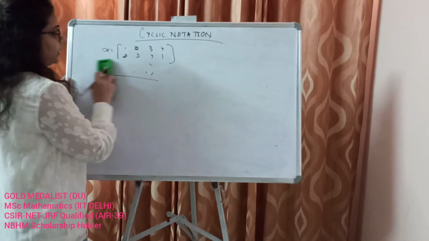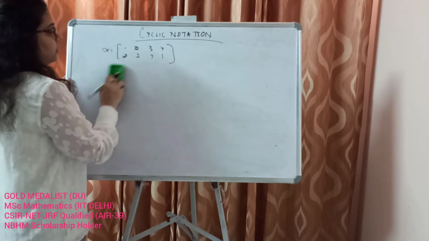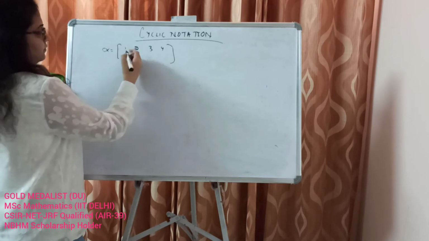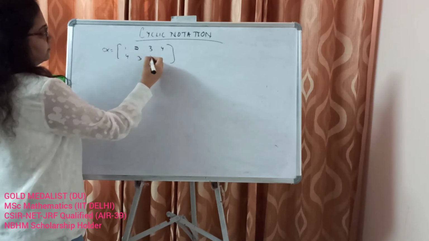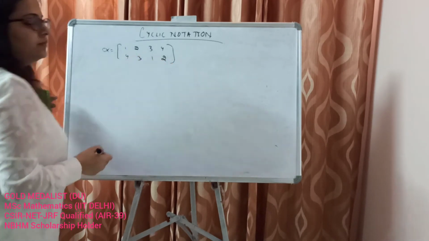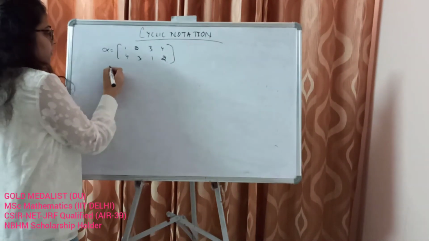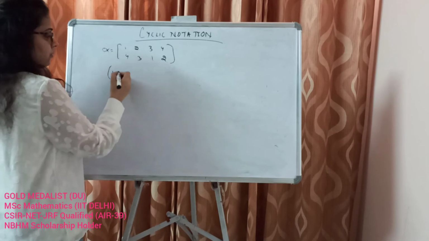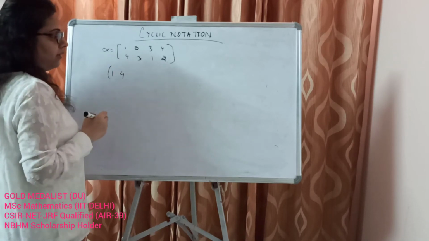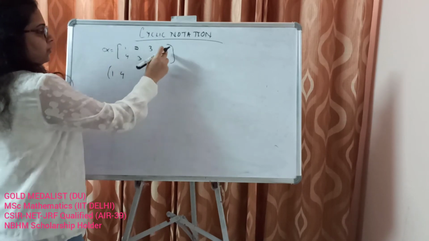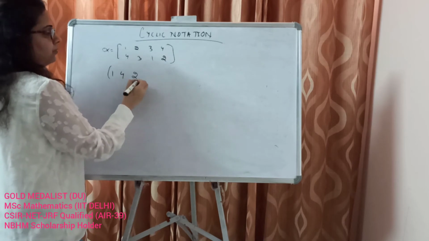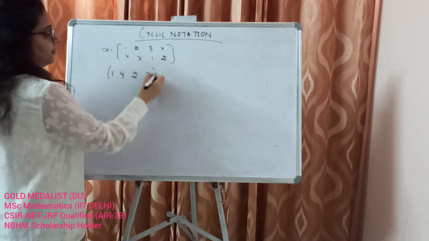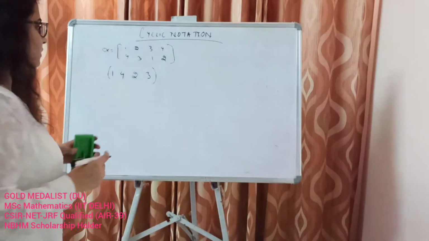Let us take another example. I took anything, there's nothing special in this example. Now 1 goes to 4, right? 4 goes to 2, alright? 2 goes to 3 and 3 goes to 1. So this is the cycle.